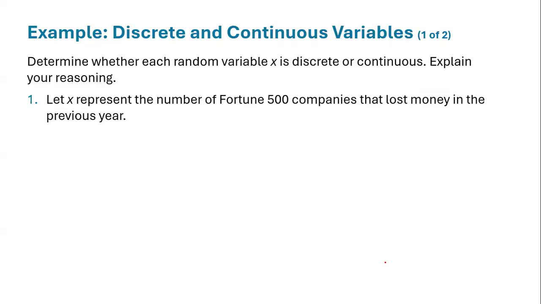So let's look at an example. It says determine whether each random variable is discrete or continuous. X represents the number of Fortune 500 companies that lost money in the previous year. When it says the number of companies, it can be 1 or 2 or 3, some finite, countable numbers from 1 to 500. We can't have 1.5 companies. So this is a discrete random variable.